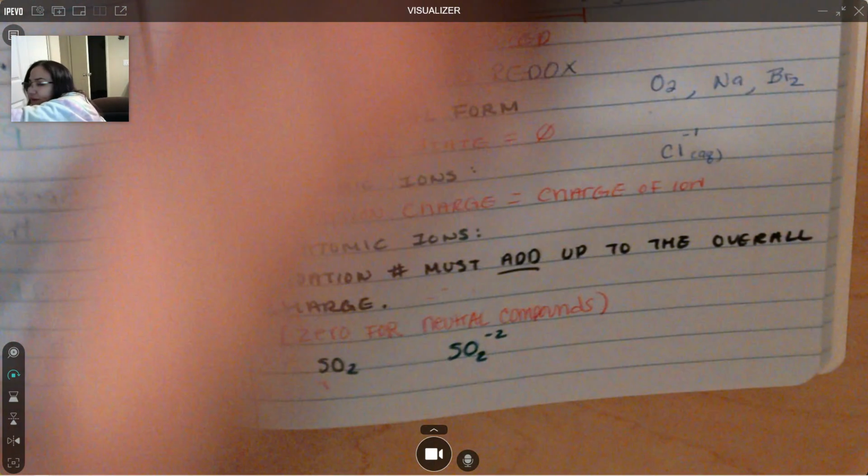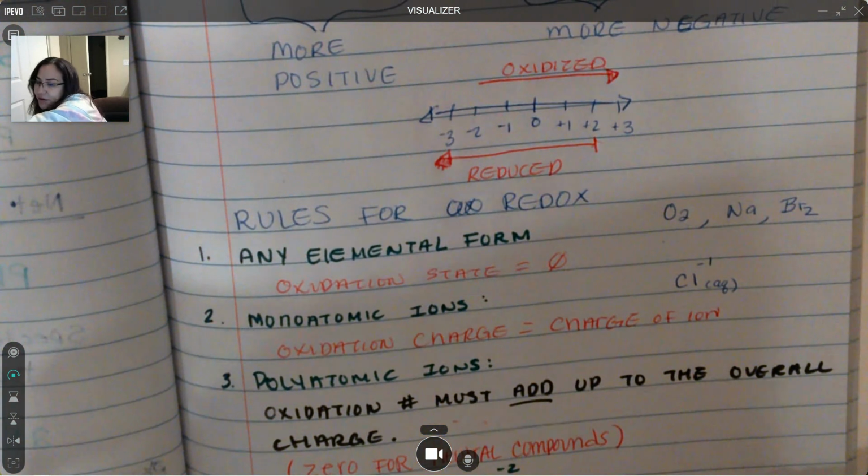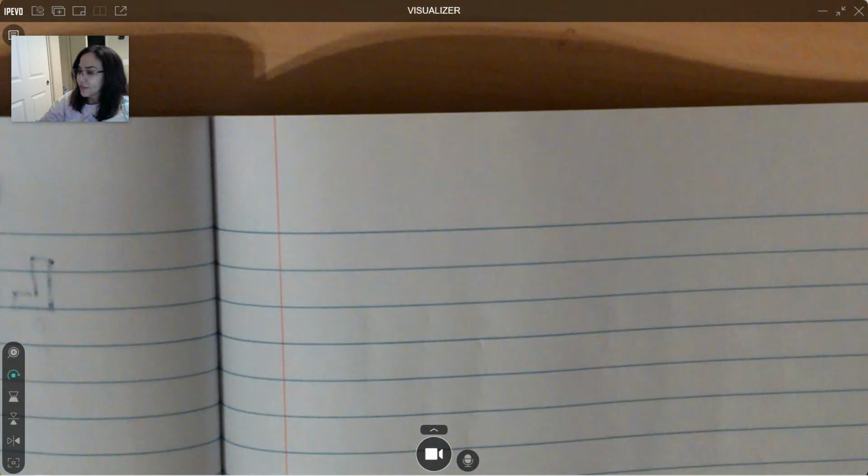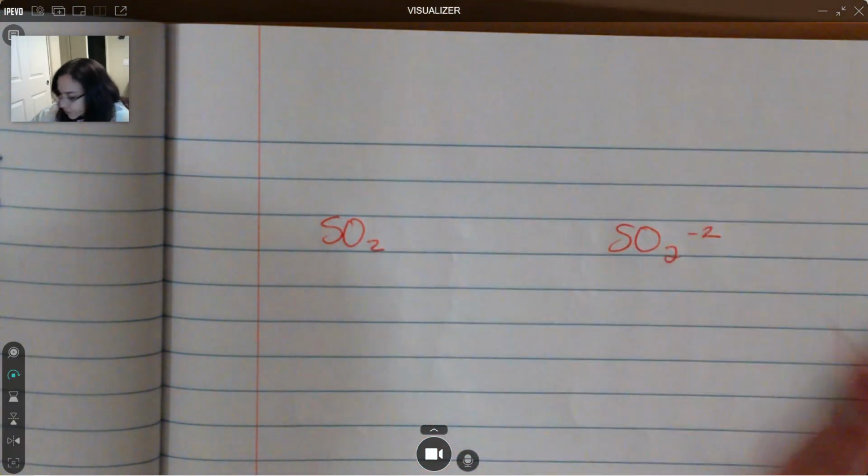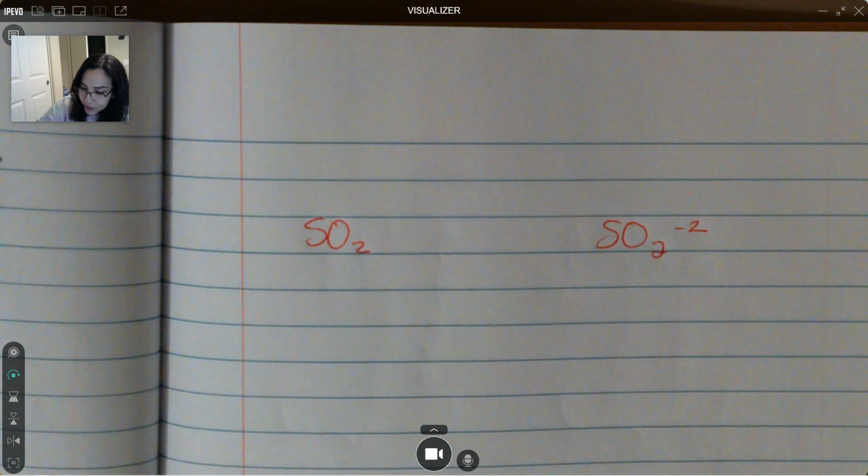Oh, my camera's not cooperating right now. There. Nope, it keeps falling. All right, let me just do it on a separate page because it's not going to stay. It keeps falling. Okay.